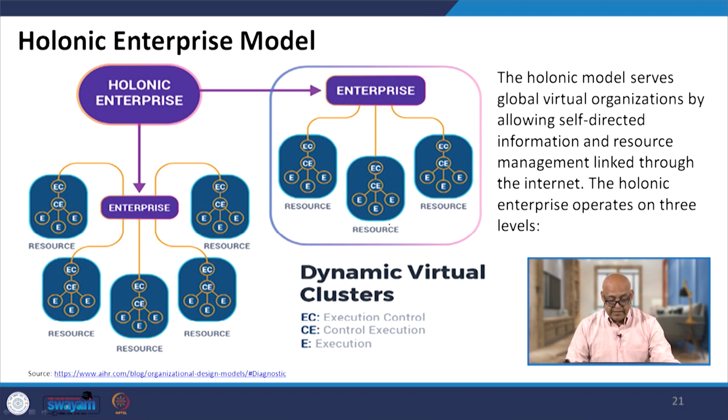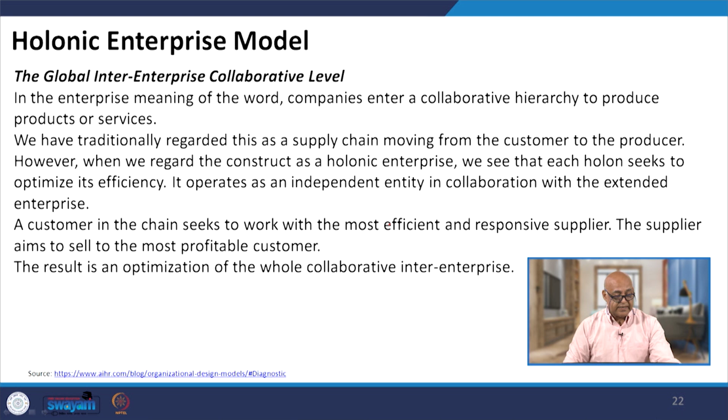Now this is the organization which operates on these three factors of execution: control, execution, and the executions. The global enterprise collaborative level is there. In the enterprise meaning of the world, companies enter a collaborative hierarchy to produce the products or services.